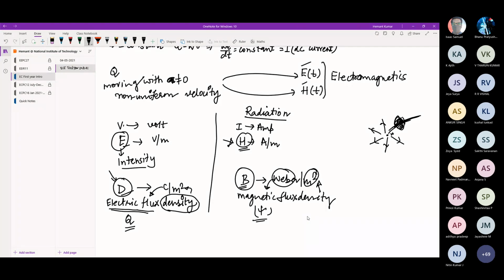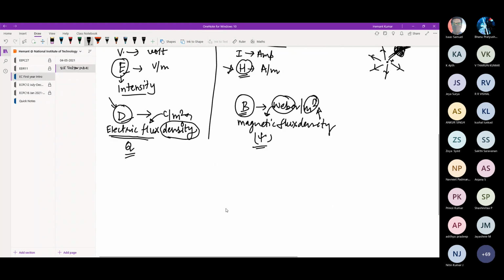There is another term which connects these two things, intensity and density. These terms are defined as permittivity and permeability. It is denoted by epsilon. Epsilon is known as permittivity. Permittivity of the material or the medium. Okay. Permittivity of the material or medium. Okay. So epsilon is the quantity which connects these two terms.